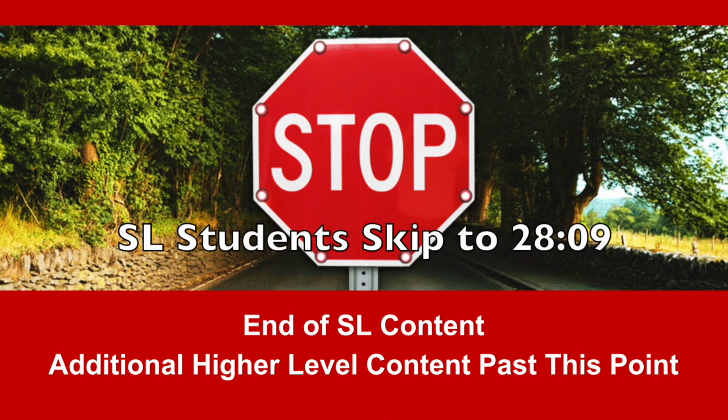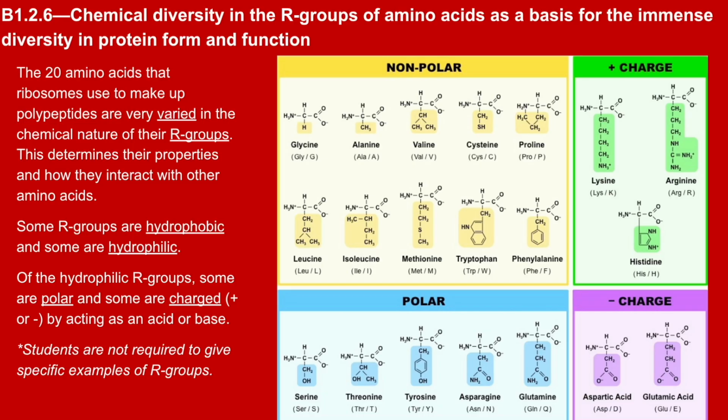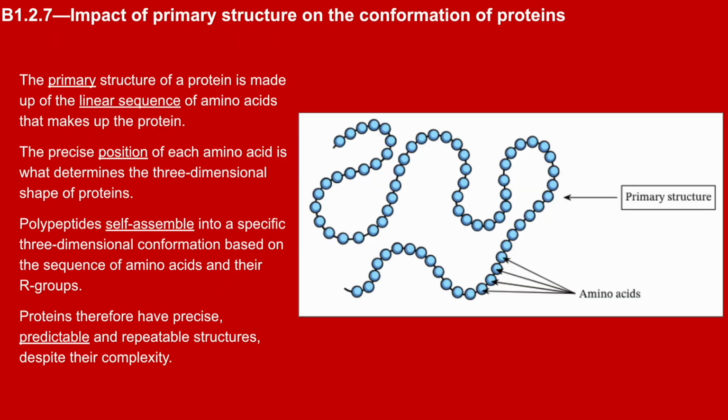At this time, this ends the SL content for B1.2. We're going to continue on with HL content now. Once more, those 20 amino acids have different chemical properties. We're going to run through the 4 levels of protein structure.